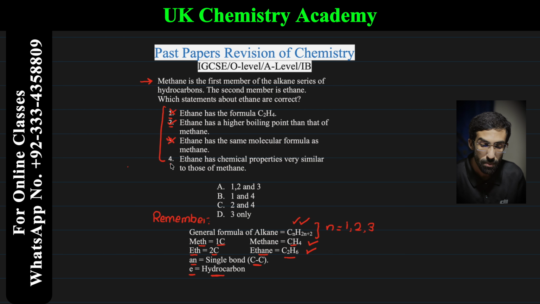The fourth statement is that ethane has chemical properties very similar to those of methane. Yes, because methane and ethane both consist of carbon-carbon single bonds, so they have very similar chemical properties due to the single bond. So it is the correct statement. So only statements 2 and 4 are correct about ethane.